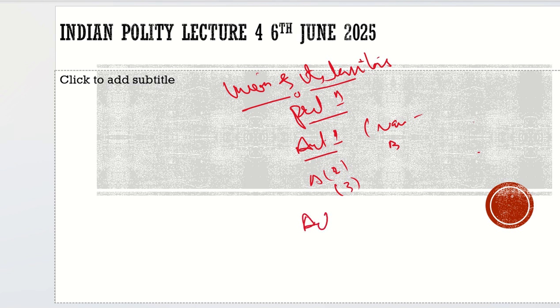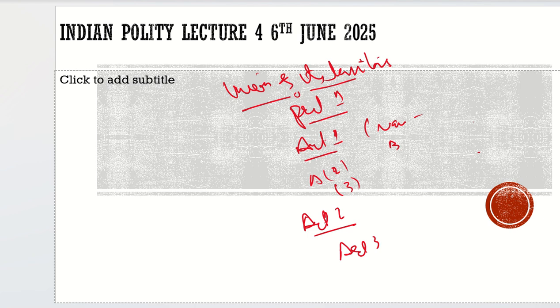Then we discussed Article 2, the power of Parliament to add territory. We discussed Article 3, the power of Parliament to change the territory of India, to change the status of India, to change the name of India. We discussed them with full examples, live examples and various case judgments, especially with respect to Jammu and Kashmir, and how the Supreme Court reacted to them.